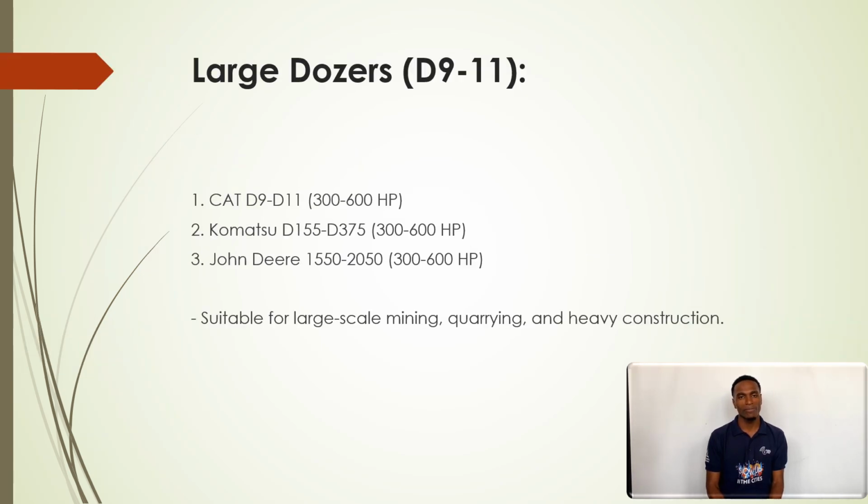Large dozers. These ones range from D9 to D11. These types can have Cat D9, D10, can also have a Komatsu D155 to D375, can have a JCB 1550 to 2050, and these large dozers are suitable for large scale mining, quarrying, and heavy construction.